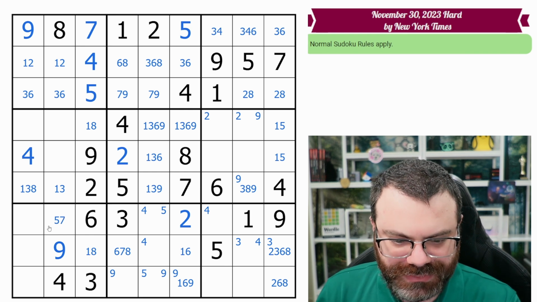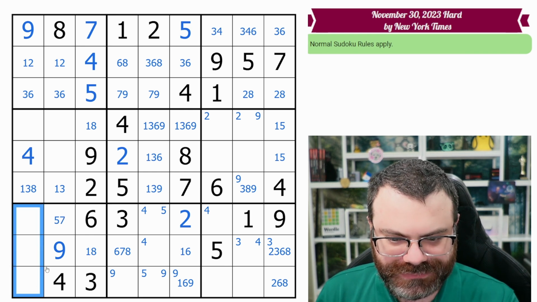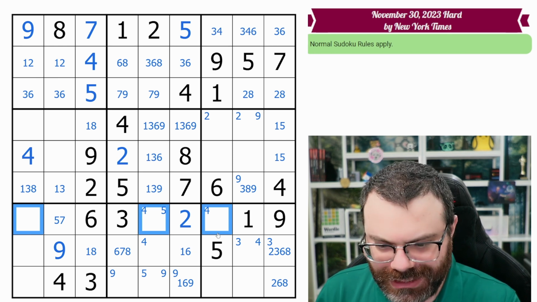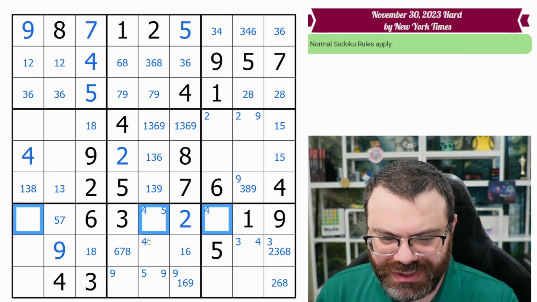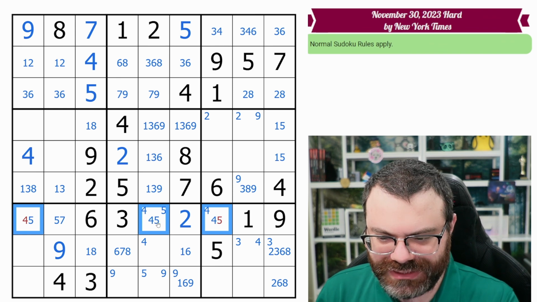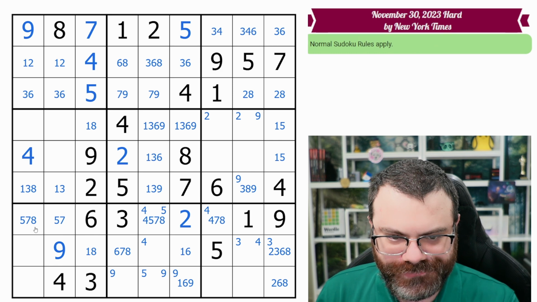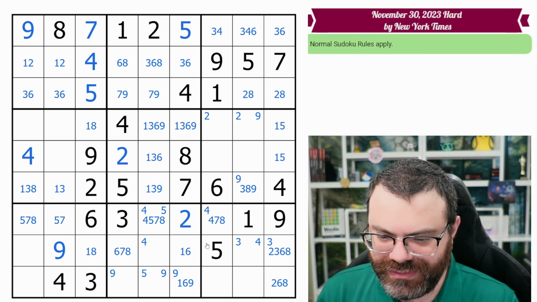Okay. Well, we'll keep looking. Maybe the rest of this box is interesting, especially this cell. In fact, this whole row has 4 left. So we have 1, 2, 3. We need 4, 5. We have 6. We need 7 and 8. Okay. Nothing to do for that.